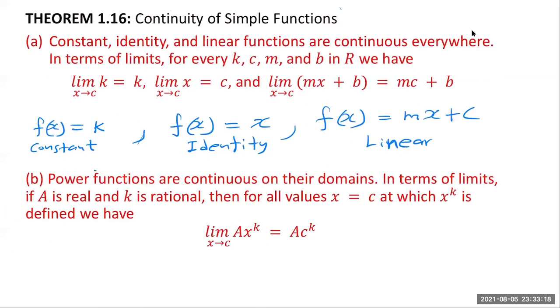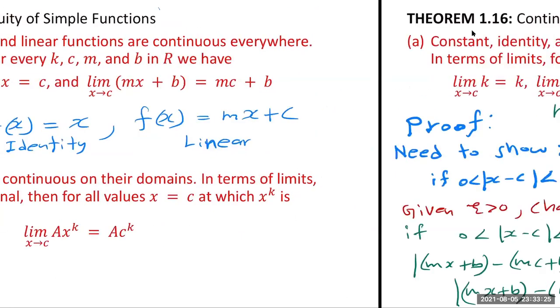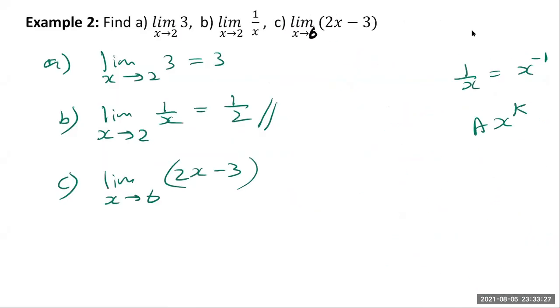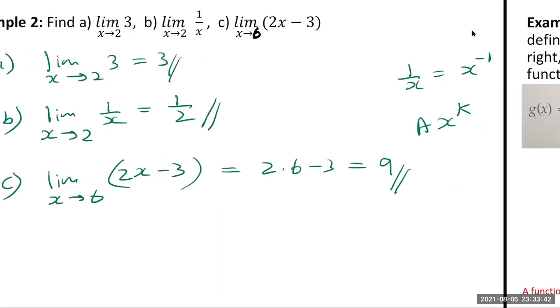Remember, if you have a linear function, the limit as x approaches c of mx plus b is mc plus b. So if you straight away plug in the value 6 in the function, 2 times 6 minus 3, which would be 9. That's the limit. All right. Let's move on.